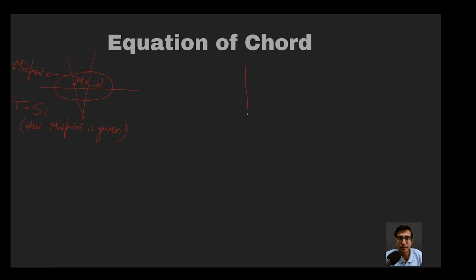Now let us look at the equation of chord of contact. Let's say there is a point outside this ellipse, and from this point I draw two tangents. The points at which they touch the ellipse, if I join them, give what is known as my chord of contact. And how do I write the equation of this? T is equal to 0. This is the chord of contact.